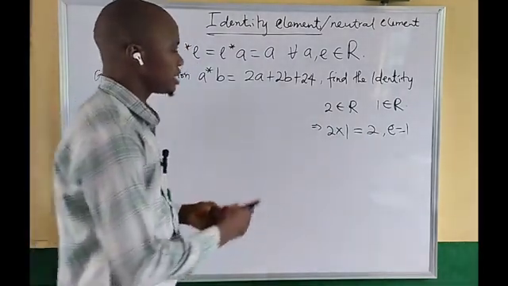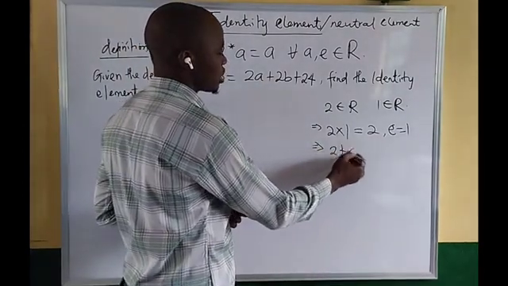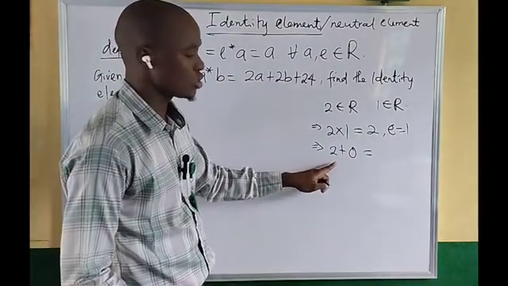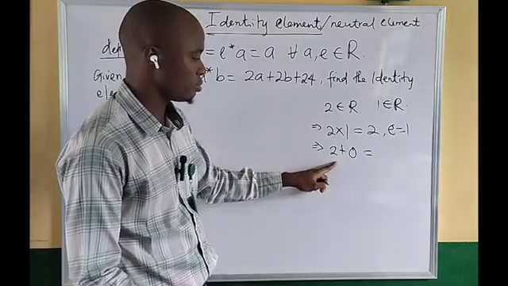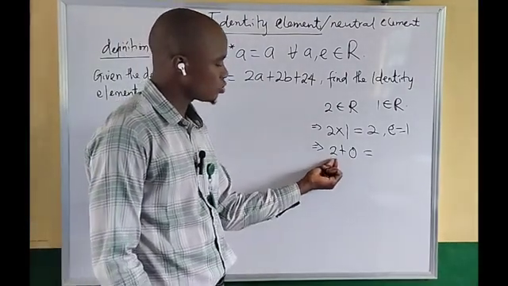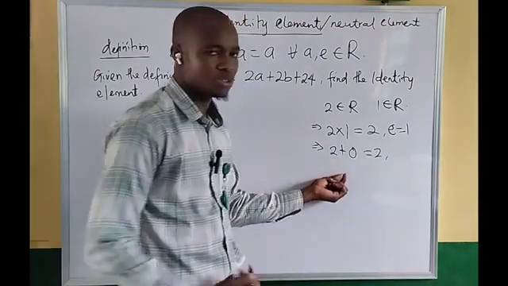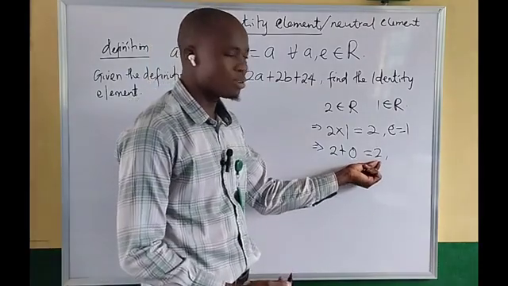So now let's look at the operation addition. Let's say we have 2 plus 0. This 0 is in the set of real numbers, and 2 is also a member of the set of real numbers. So when we add 2 and this 0, what are we going to have? We are still going to have 2. That's what we are saying. We combine 2 and 0 together, and we have 2 again.